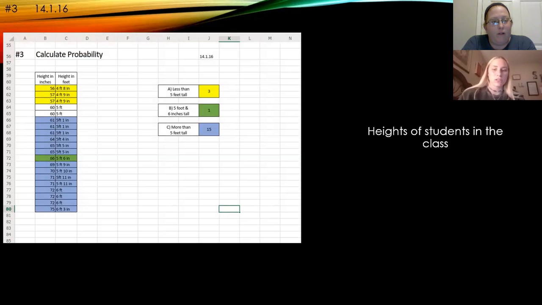But for my part, which is more than 5 feet tall, 61 inches is 5 foot 1. So that's where you would start, and you count all of those kids. So there are 15 students in that class out of the 20 that are more than 5 foot tall. And so that's actually 75% of the students, or 0.75, that are taller than the rest.